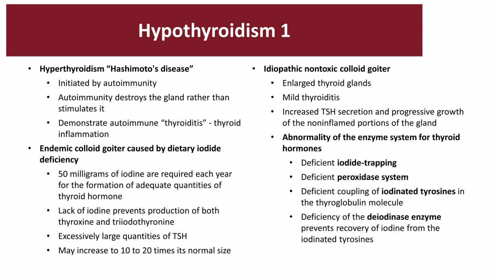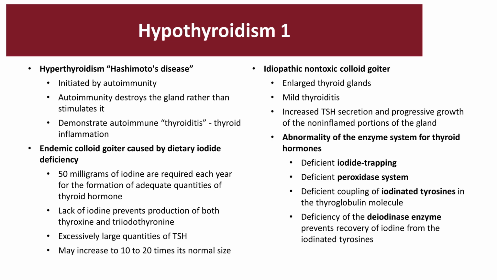The first type is endemic colloid goiter. This is caused when there is simply a deficiency in food for iodide. It is estimated that about 50 milligrams of iodine are required every year for you to maintain the thyroid hormone. So if you are not eating enough foods, such as kale and kelp, that are rich in iodine, then you will not have the ability to create T3, T4. This will then cause the body to produce excessively large amounts of TSH, higher than normal, and this can cause the thyroid to also increase in size.